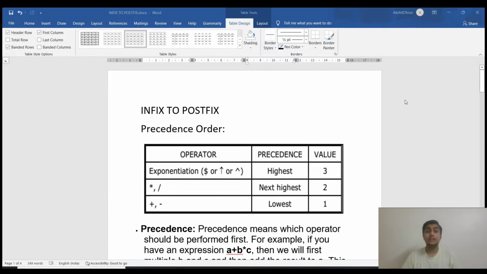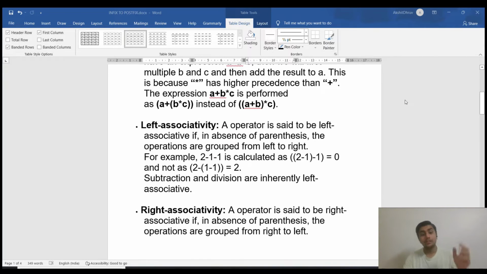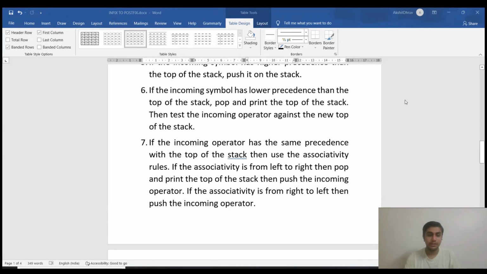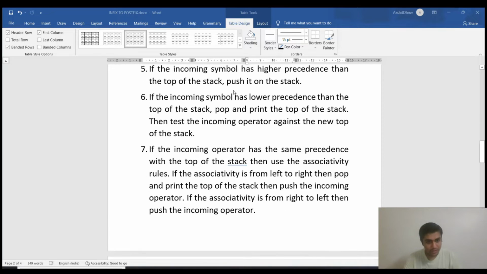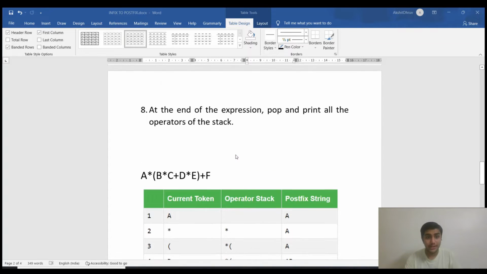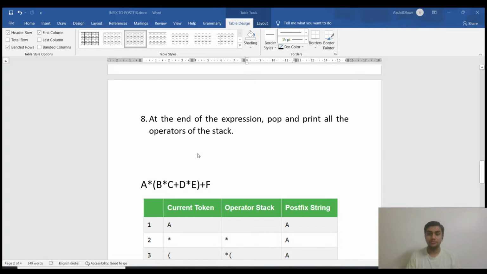Today we are going to start infix to postfix conversion. For that, there are a few rules which we just need to remember. One is the precedence order, after that the left associativity, after that right associativity, and after that just the 7 to 8 rules, and that's all. And we will have a good grip on infix to postfix conversion. So let's start.